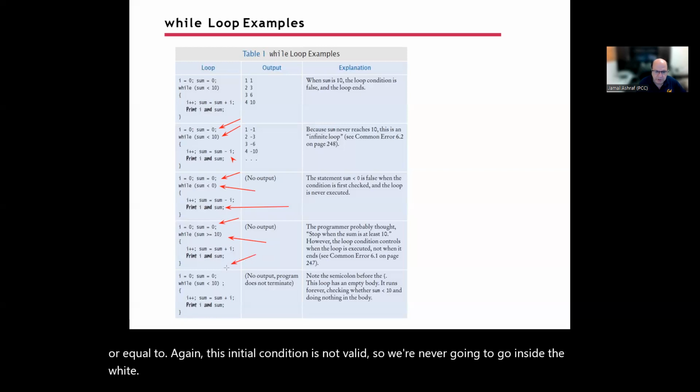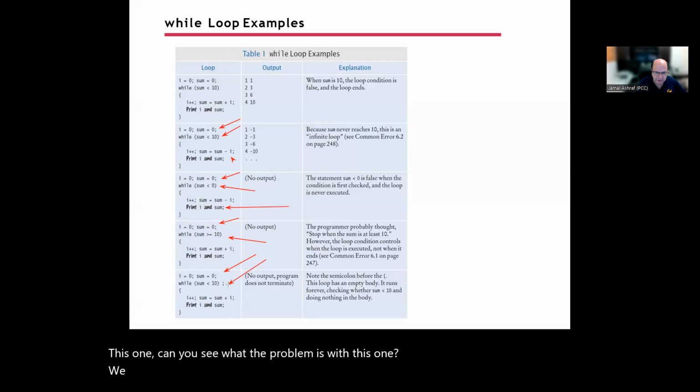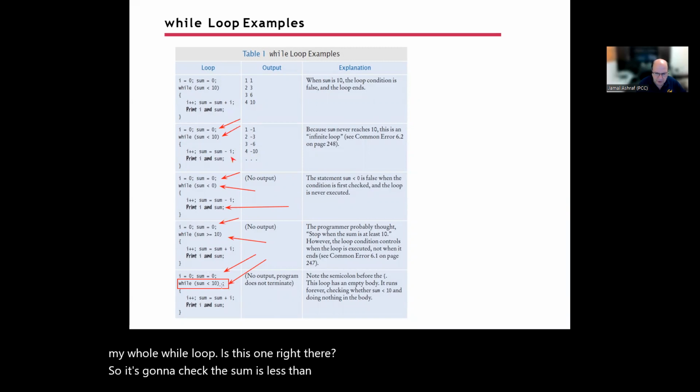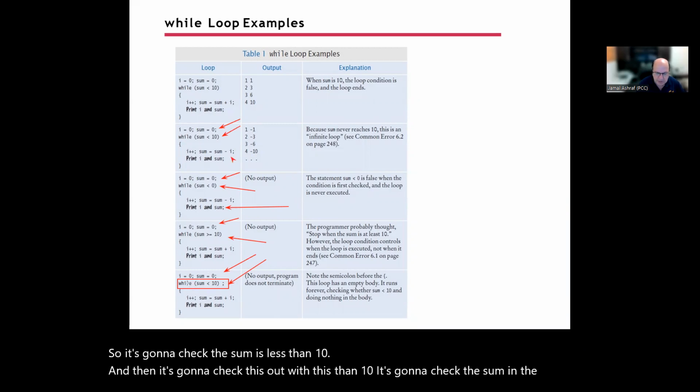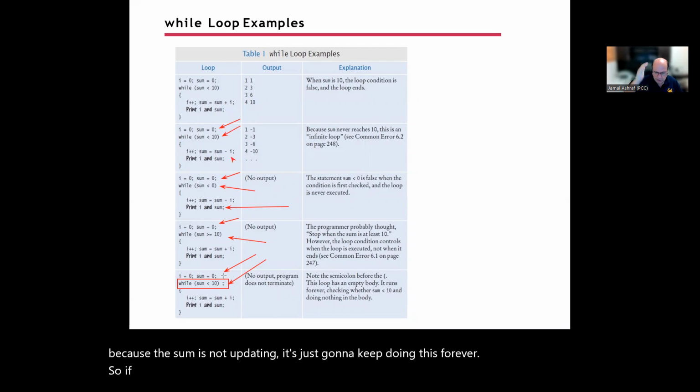This one, can you see what the problem is with this one? We are putting a semicolon over here by mistake. And because we're putting the semicolon here, my whole while loop is this one right there. So it's going to check the sum is less than 10, and then check again, and again. Because the sum is not updating, it's just going to keep doing this forever. So if you look at your screen, it just keeps scrolling, and nothing is happening.